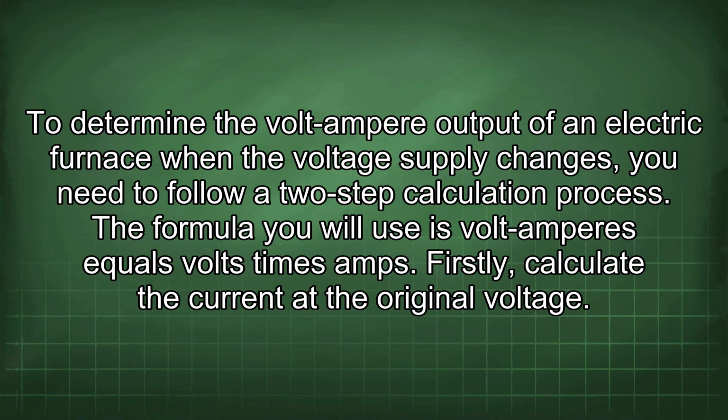To determine the volt-ampere output of an electric furnace when the voltage supply changes, you need to follow a two-step calculation process. The formula you will use is volt-amperes equals volts times amps. Firstly, calculate the current at the original voltage.